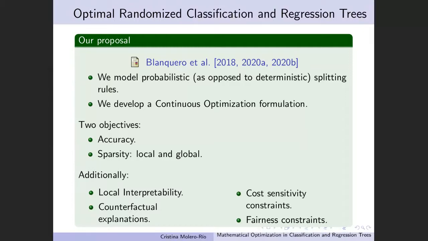The main characteristic of our trees is that we model probabilistic splitting rules as opposed to deterministic ones. Our formulation is continuous, and we build a tree by seeking a compromise between two objectives, which are accuracy and local and global sparsity. Additionally, we will see the strength of our formulation, and we are going to model some desirable properties that we can add to our model, which are local interpretations, counterfactual explanations, and cost sensitivity and fairness constraints.